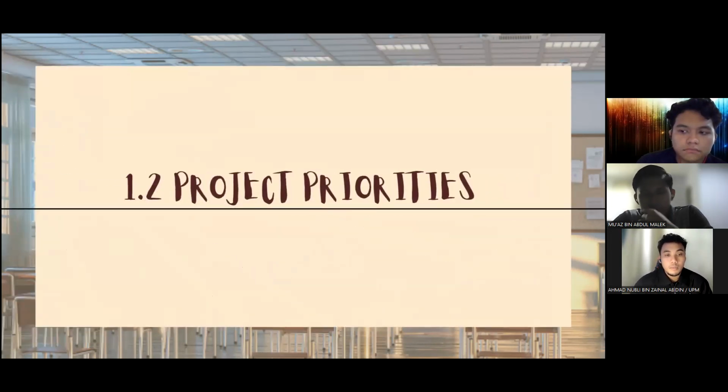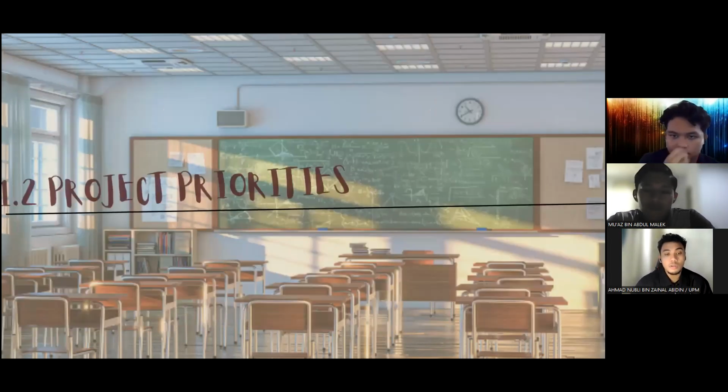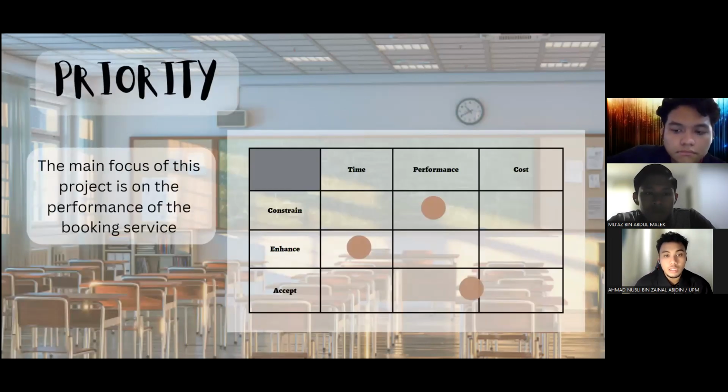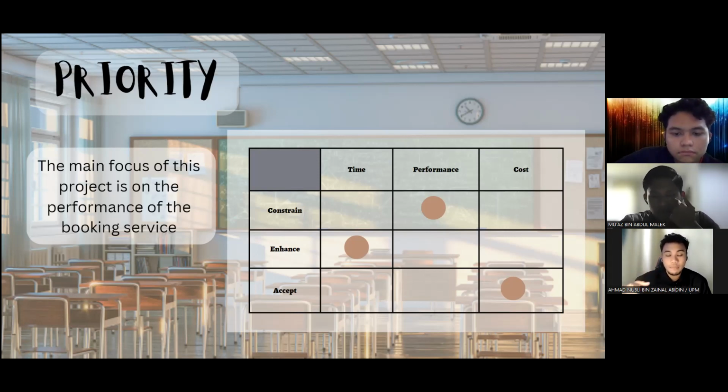Okay, as project priorities, it can be divided into three sections, which are time, performance, and also cost. For the performance, we put it under constraint because our service needs to reach a certain KPI. For example, if the first test the performance is not so good, we will keep retesting until the performance reaches our KPI.